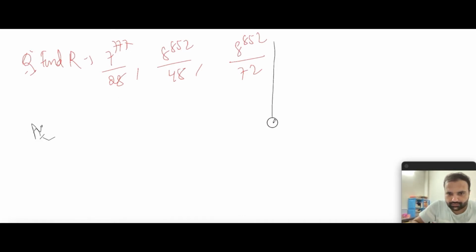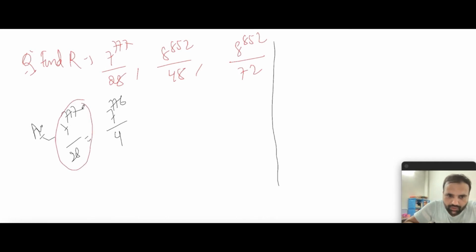Now, before we answer this, we have 7 to the power 777 by 28. Can it be written as 7 to the power 776 by 4? Now look over here at what we have done. This is a very important step you need to understand. We have cancelled the numerator and denominator by 7. Again, we have just cancelled it. So now we have over here 7 to the power 776 by 4, and we need to find the remainder.